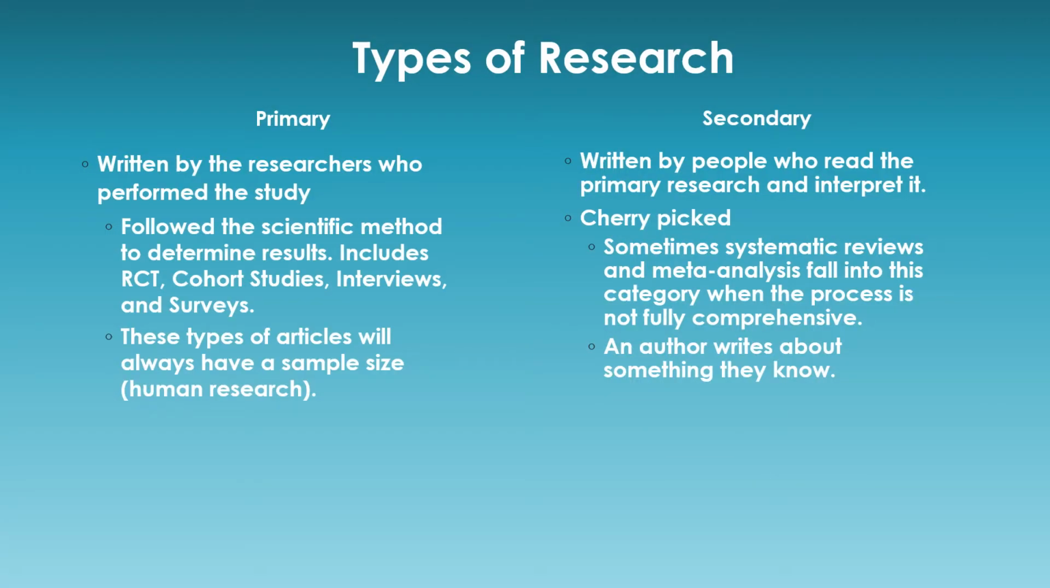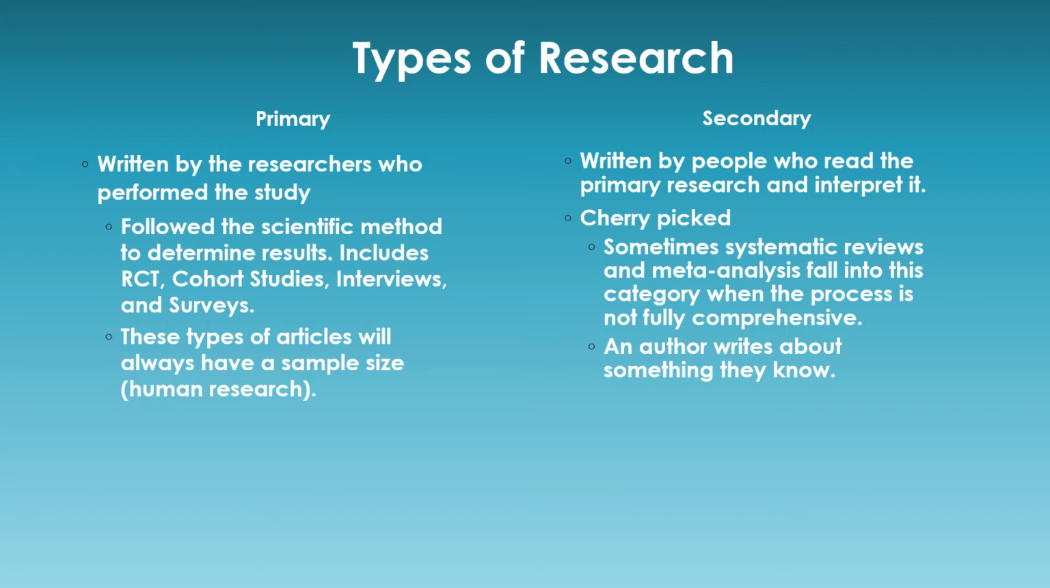Okay, so here are at least the first two types of research. We have primary research, which is written by the researchers who performed the study. So whoever it was, they are the one who collected the data. They're the ones who either put it into a statistical analysis, or paid someone else to put it into a statistical analysis. But anyway, they are the people who actually performed the study. They were ground zero, and they followed a scientific method to determine those results. We all know the scientific method includes gathering information, analyzing that information, and then publishing those results. And so that scientific method is crucial to this type of research that we're looking for.